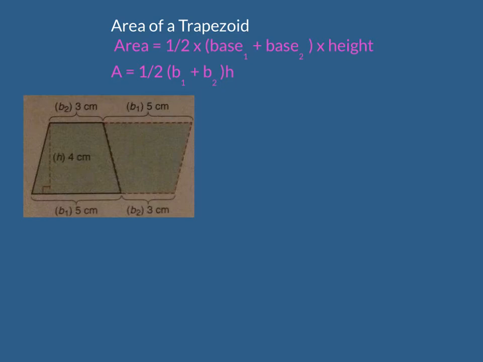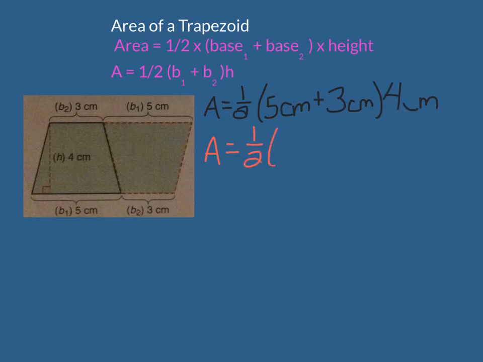So here we have 1/2. The area equals 1/2 times the first base, which is 5 centimeters, plus the second base, which is 3 centimeters, times 4 centimeters, which is the height. Okay, so now I'm going to reduce that down without all of my signs. So A equals 1/2 times 5 plus 3 is 8, times 4.